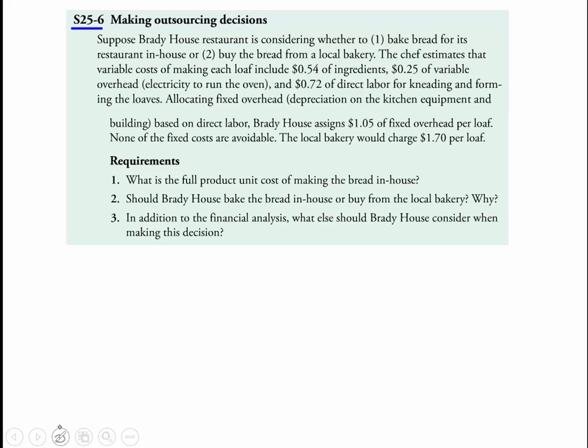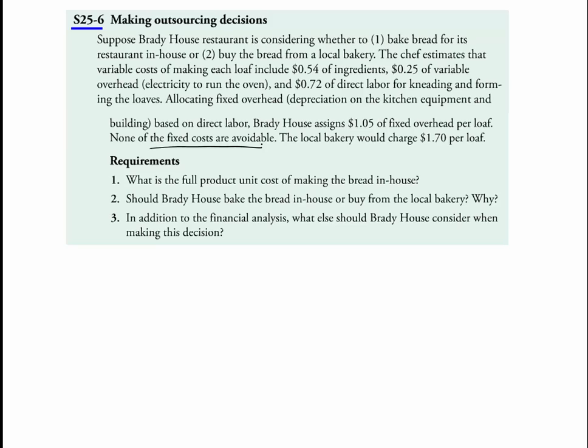The Brady House restaurant is considering whether to bake the bread for their restaurant in-house or buy it from a local bakery. The chef estimates that the variable costs are 54 cents for ingredients, 25 cents for variable overhead, and 72 cents of direct labor. They allocate fixed costs, the depreciation of the kitchen equipment and the building, based on direct labor. Based on that, they assign $1.05 of fixed overhead per loaf. None of the fixed costs are avoidable, which means they're not relevant to my decision, right? The local bakery would charge $1.70.